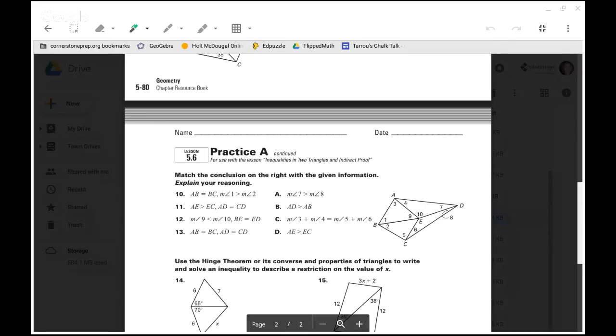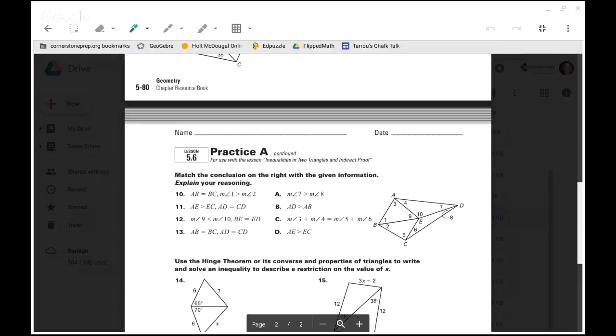Okay, Charlotte Ann. So if we look at number 10, this is going to be the same for 10, 11, 12, and 13. We're supposed to match the conclusion on the right-hand side, so A, B, C, or D, with the given information. And you don't have to explain your reasoning on this, okay? Just give me the letter that matches.